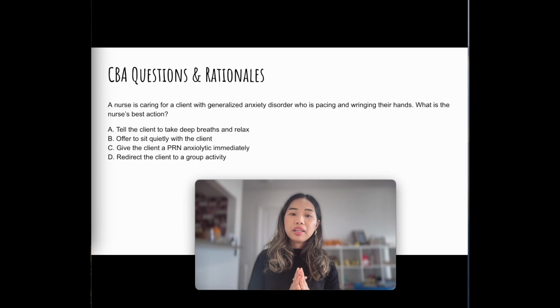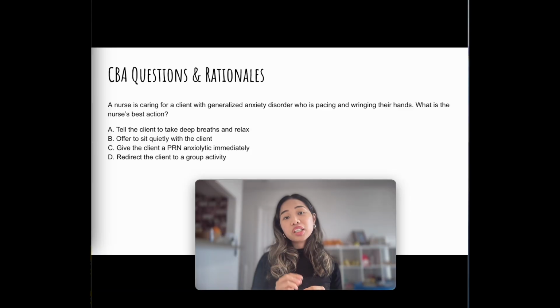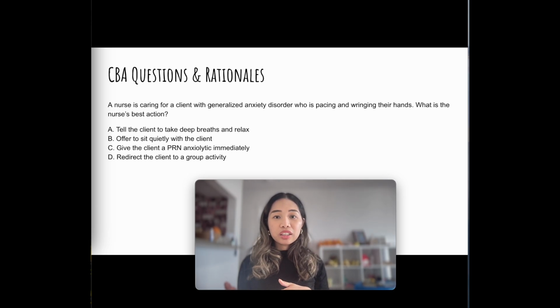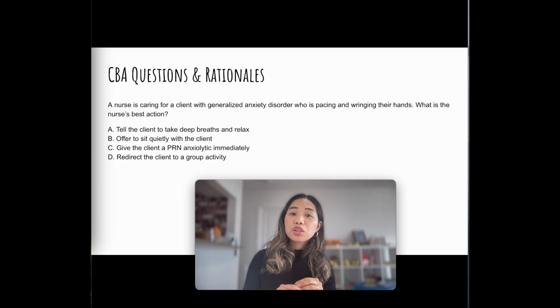And the answer here would be offer to sit quietly with the client, so letter B. Sitting quietly with your client promotes therapeutic support and presence without overwhelming your clients, especially someone who is having anxiety or even a panic attack. Also, this will help de-escalate the situation without using any pharmacological methods first. When you are providing interventions, if you have the options, it's good to start with non-pharmacological methods first before giving medication, especially when it comes to mental health. Also, this will demonstrate emotional safety for your patient, and this will help build trust and rapport as well.